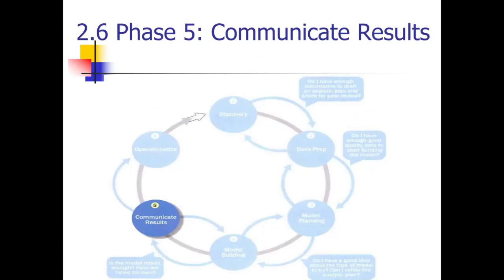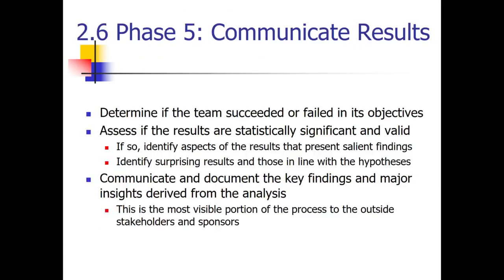Then we go to the next phase, which is communicate the results. In communicate results, we determine whether the team succeeded or failed in the objectives. If the team failed, we have to search for why the team failed, go back and rethink, and communicate again. Next, assess whether the results are statistically significant and valid or not.